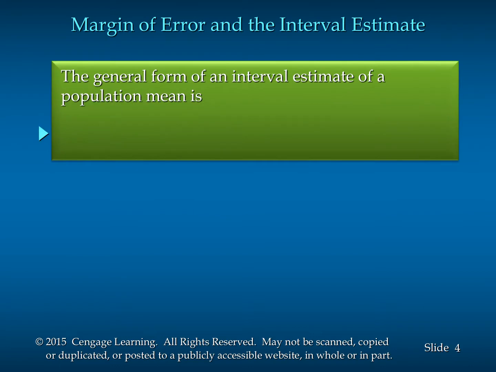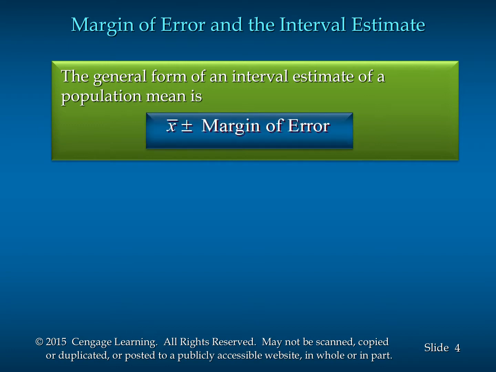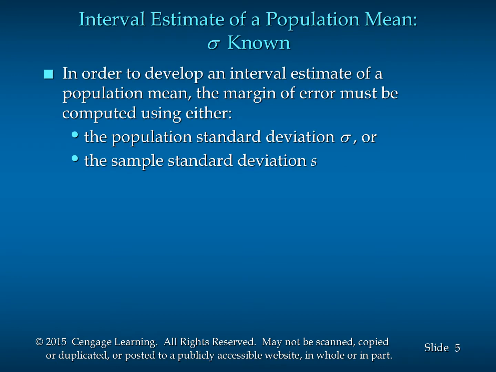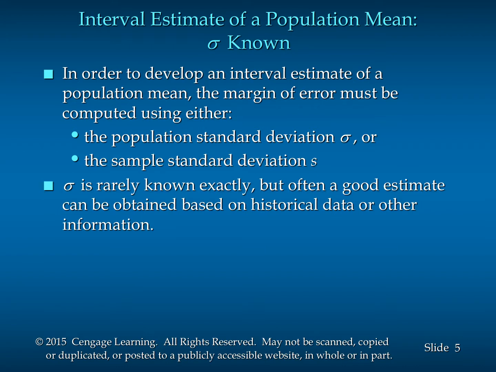If we are considering the sample mean, x bar, we would develop an interval estimate by adding this margin of error around it. In order to calculate this margin of error, we need either the population standard deviation or a sample standard deviation. The calculations are slightly different for the two cases. We rarely know the exact population standard deviation, but frequently we have some past data from which we can make a good estimate. We will now explore this case of population standard deviation sigma known.